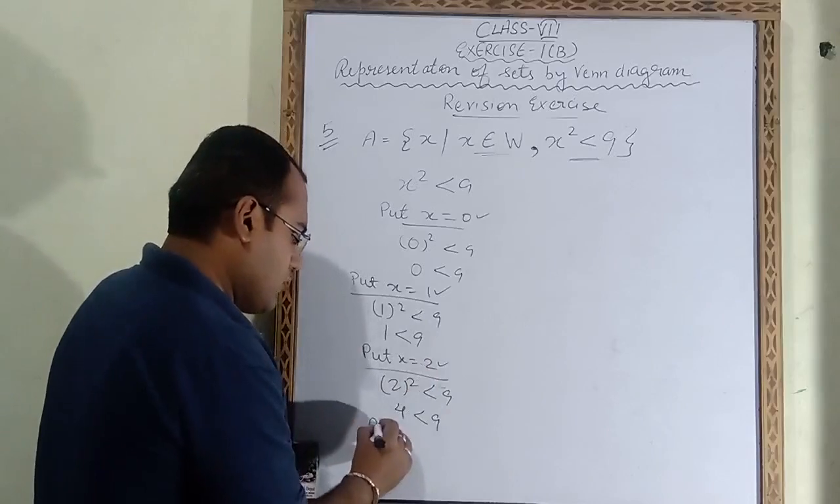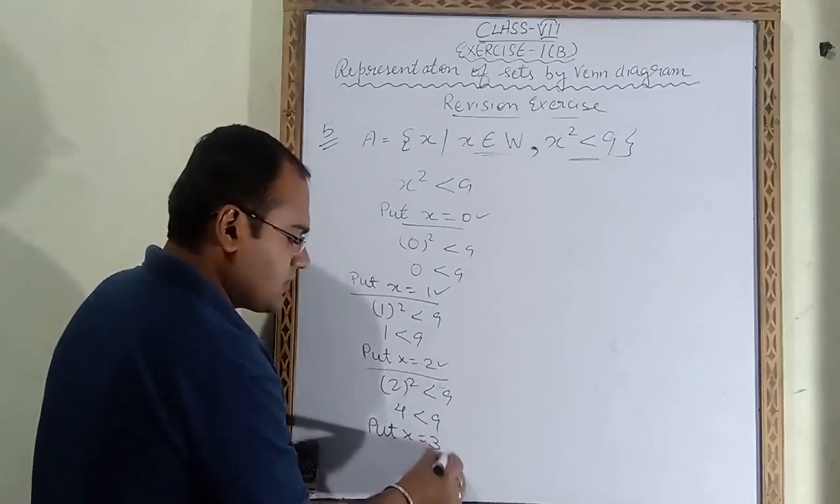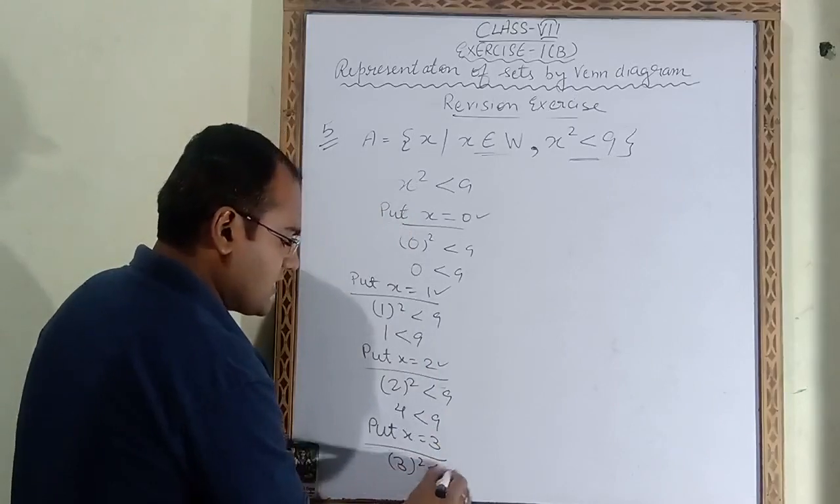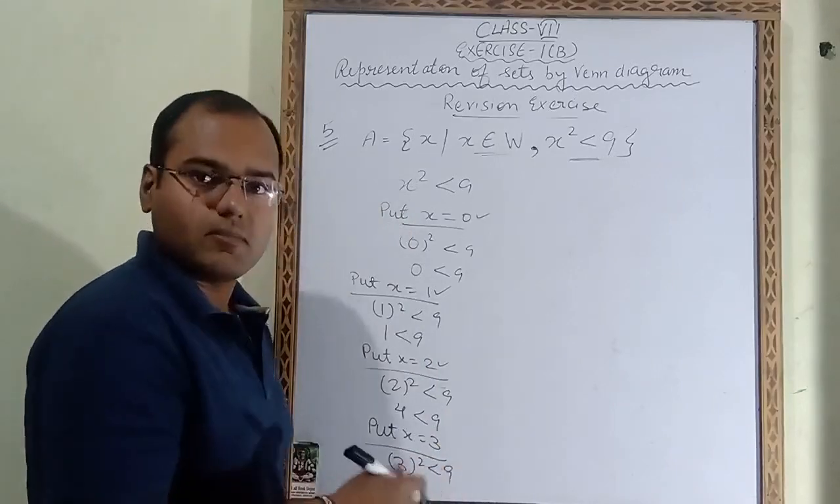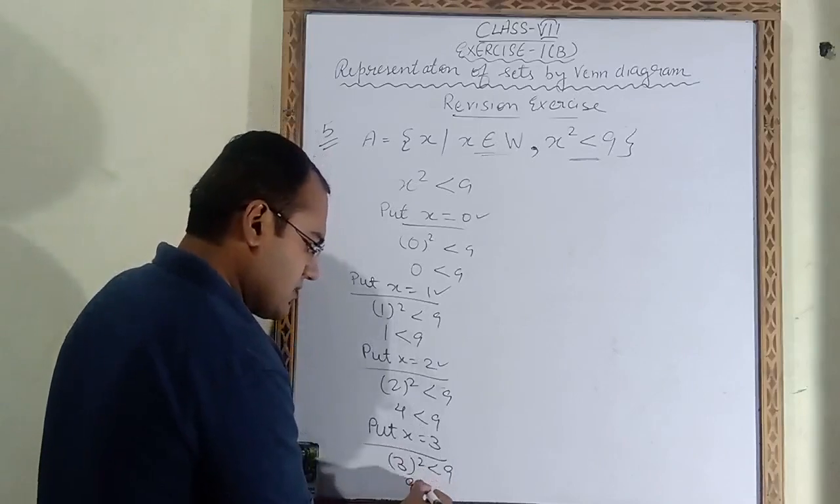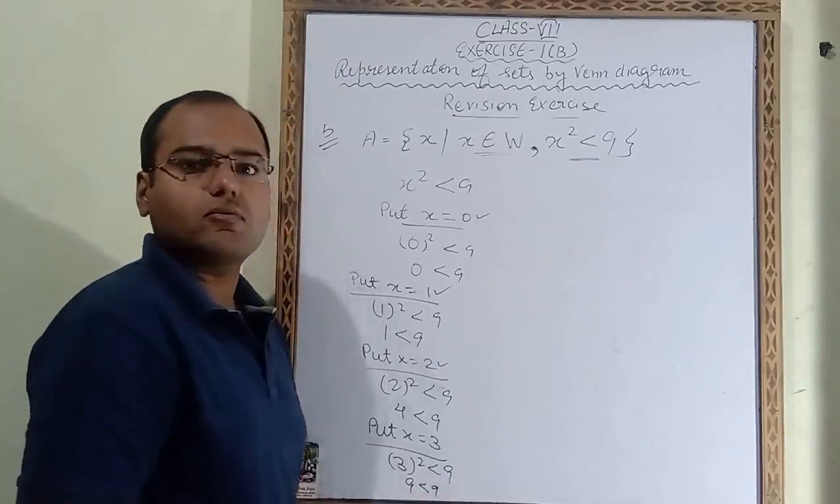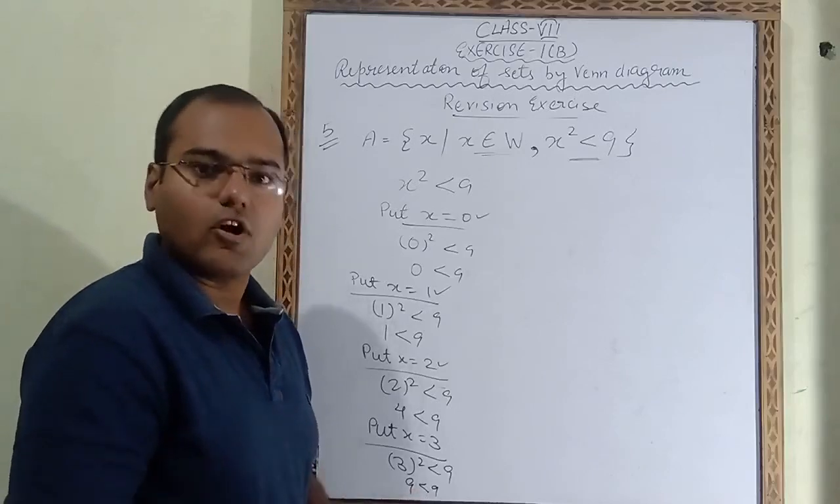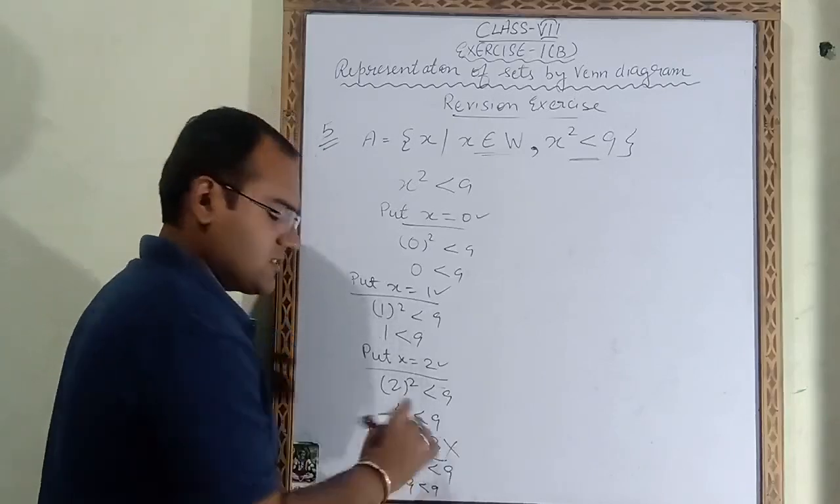Next, put x is equal to 3. Here we have to put 3. So 3 square is less than 9. 3 square means 3 multiply 3 is less than 9. Is this statement true? No. 9 is not less than 9. 9 is equal to 9. So this answer of x is wrong.